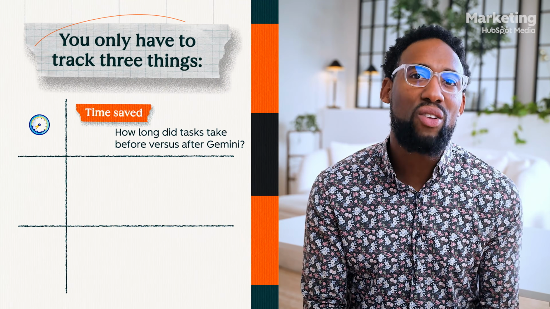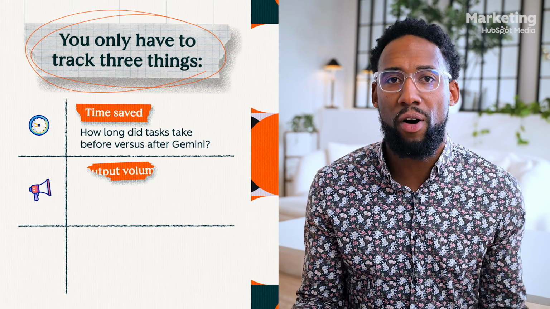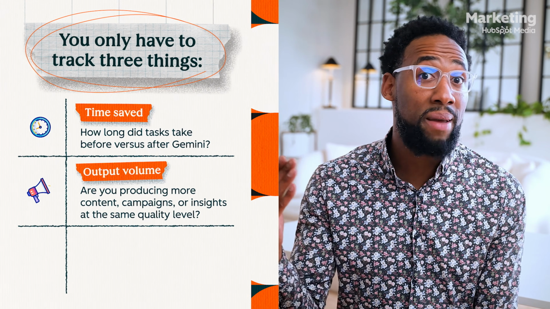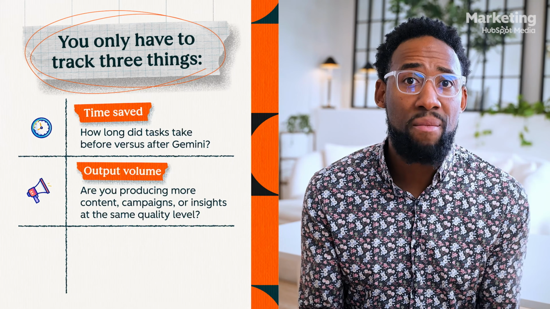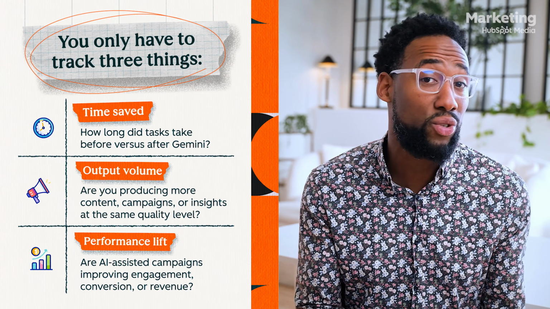Time saved. How long did tasks take you now versus before using Gemini? Output volume. Are you producing more insights, more campaigns, more pieces of content at the same quality level as before? And then performance lift. Are AI-assisted campaigns improving your engagement, your conversions, or revenue?